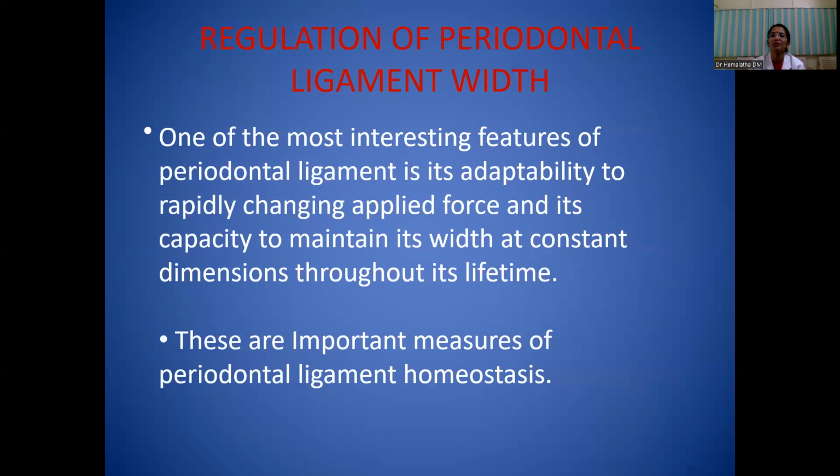Regulation of the periodontal ligament width. One of the most interesting features of the periodontal ligament is its adaptability to rapidly changing applied force and its capacity to maintain its width at a constant dimension throughout its lifetime. These are important measures of periodontal ligament homeostasis.